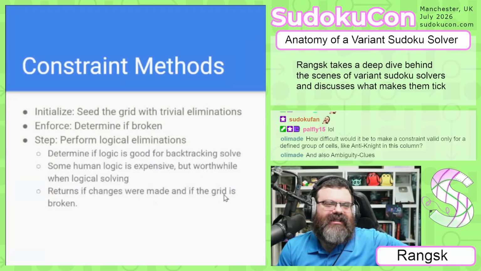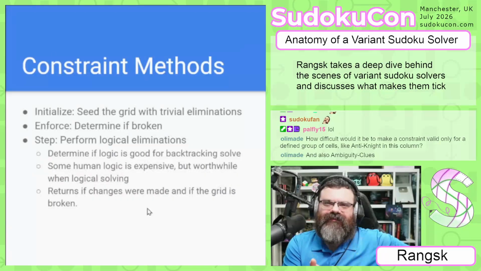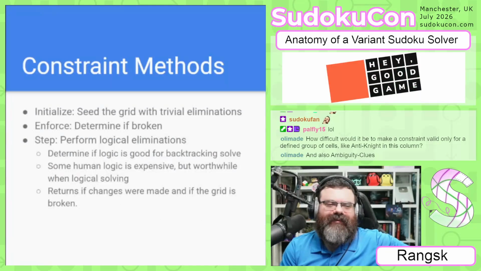So, yeah, some human logic's expensive, but worthwhile when logical solving. And the basic concept is it can change the grid. It can perform eliminations, and it returns whether it made eliminations. And it can also determine if the grid is broken in a more complex way.